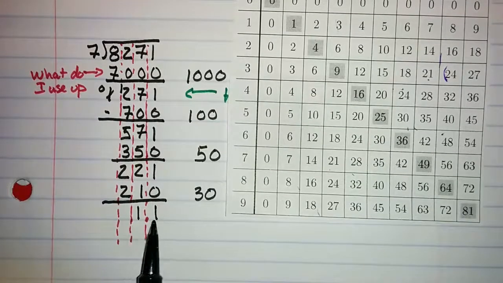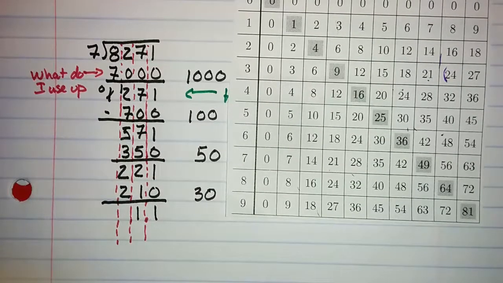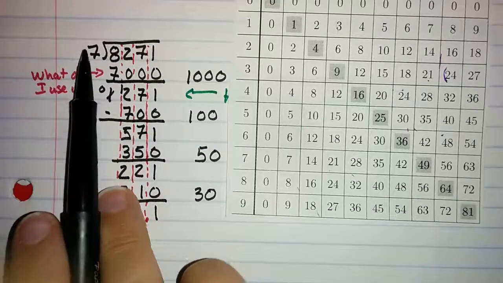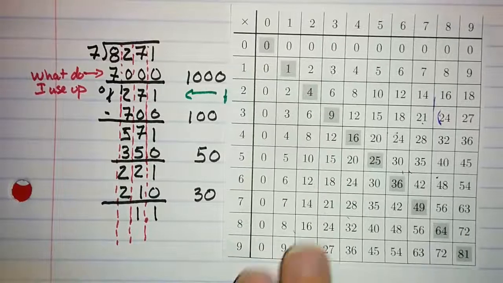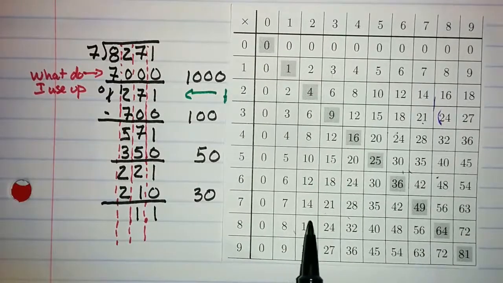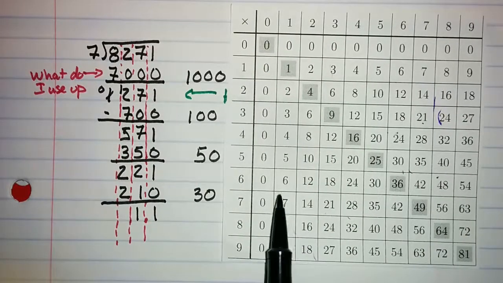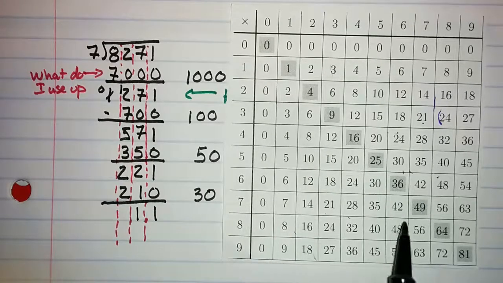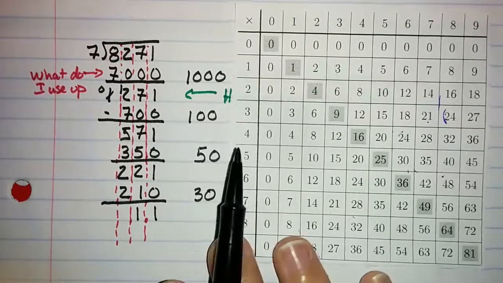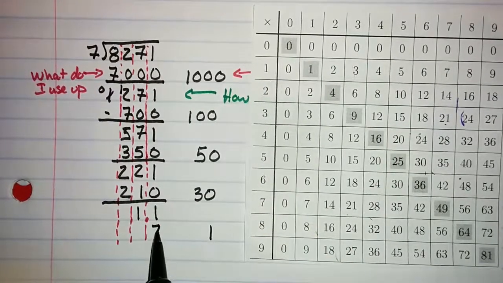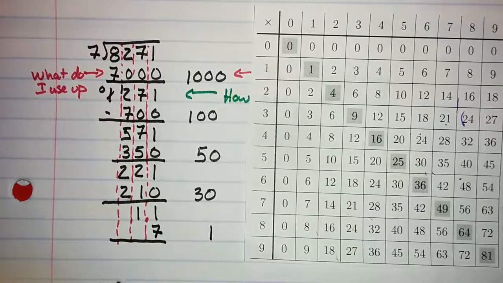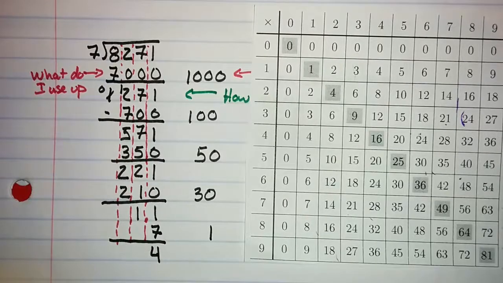Now 11 is smaller than 7 times 10, right? That's smaller than 70. So I can divide by 7 right here in the table. And I see that 7 is the biggest thing in the 7 row that's smaller than 11. I can make one more group of 7 using up 7 things, and I'll have 4 things left over.